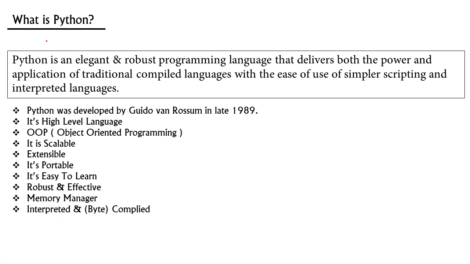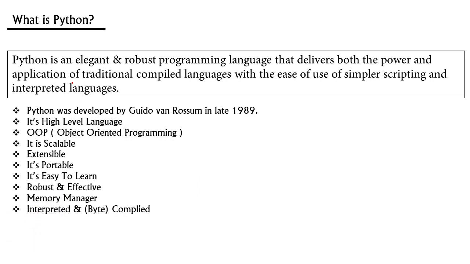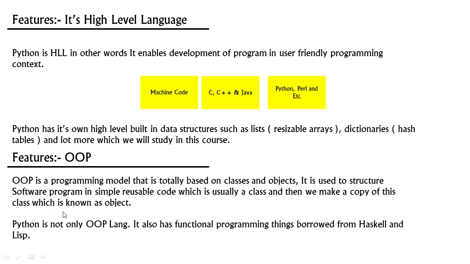Now let's elaborate this definition a bit. After we understand all this, you will be able to understand what this definition wants to say. Just as a history, Python was developed by Guido van Rossum in 1989. Let's elaborate this definition a lot more. Don't worry, we'll revisit this definition after we complete these 4 to 5 features, so it should make sense to you. Python is a high-level language.